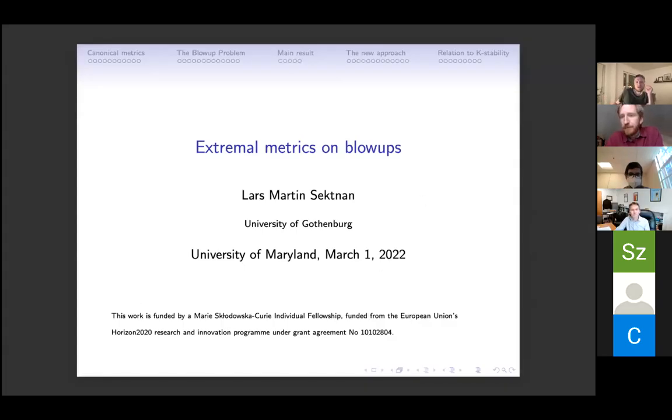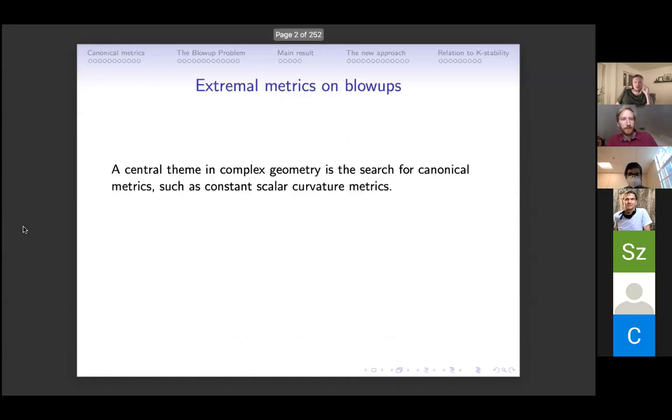to speak about this work. Yes. So I'm going to be speaking about joint work with Ruadhaí Dervan. Yes, it's about constructing extremal metrics on blowups.